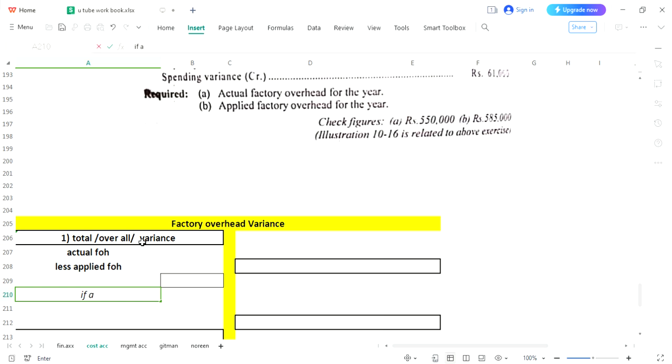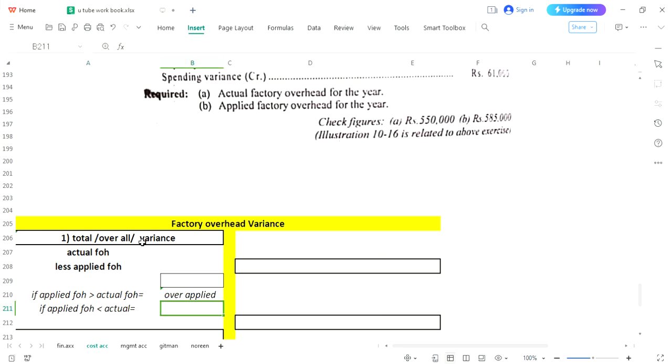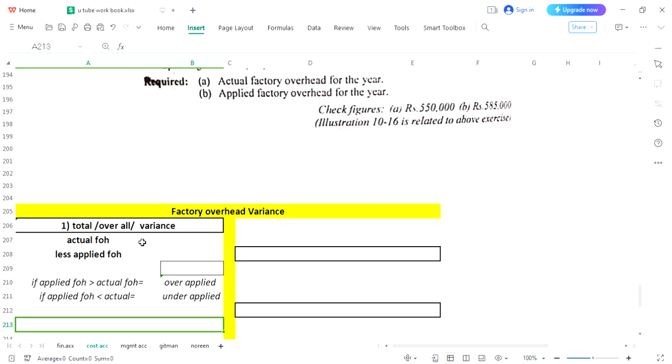If applied FOH is more than actual FOH, you will call it over applied. Contrary to the above, if applied FOH is less than actual FOH, since applied is less, you will call it under applied FOH.